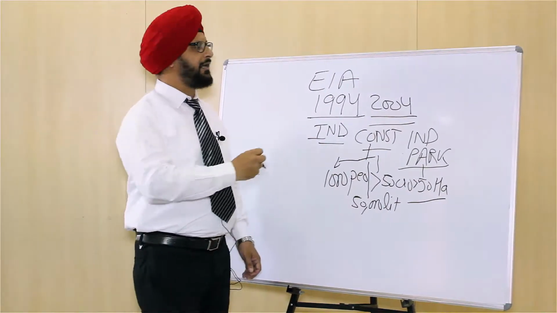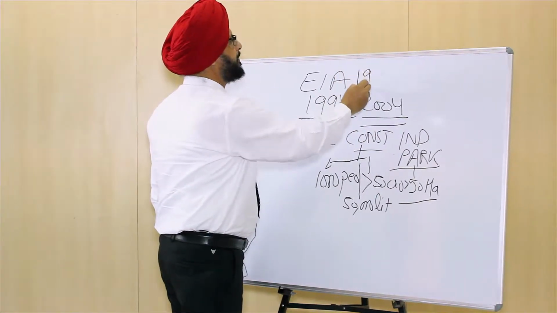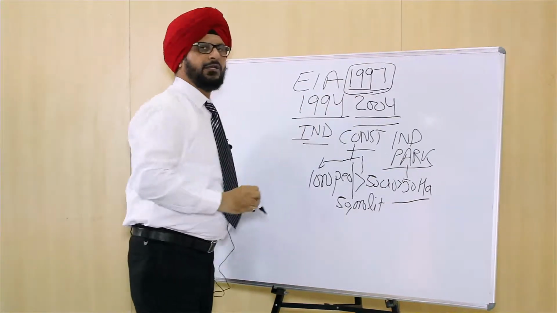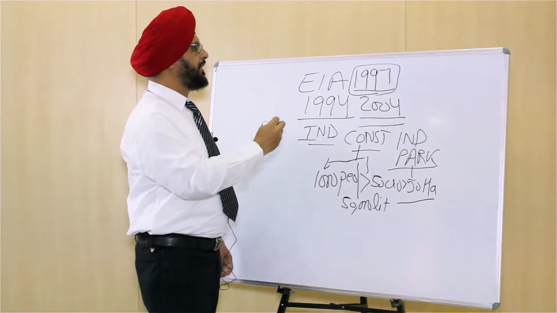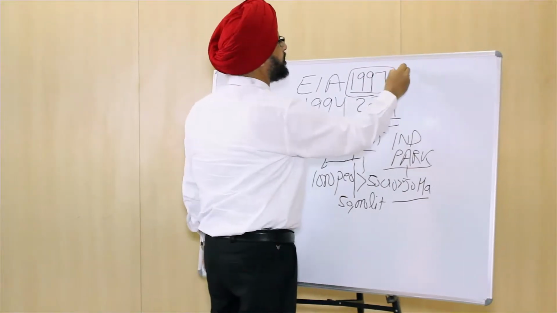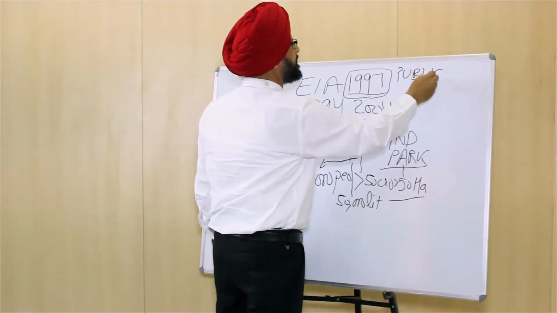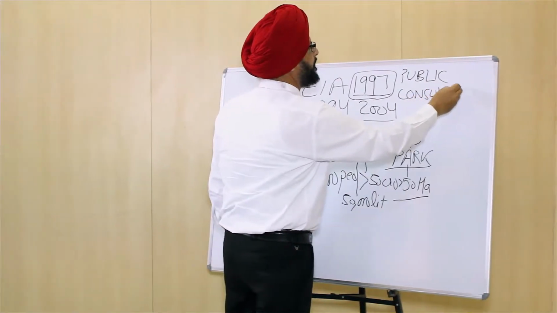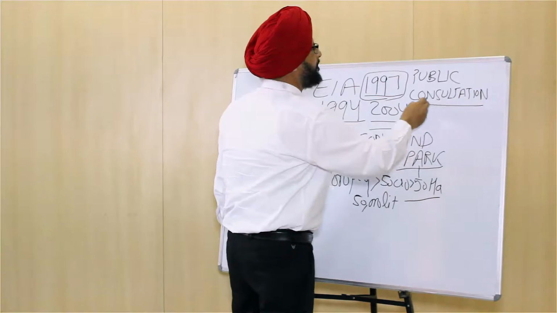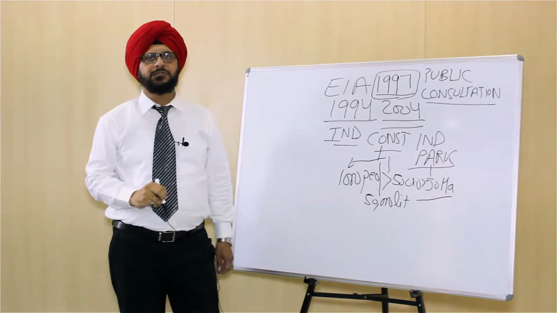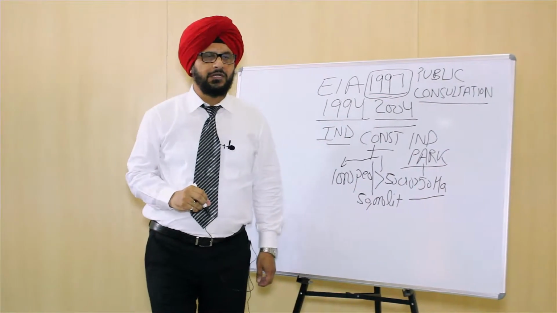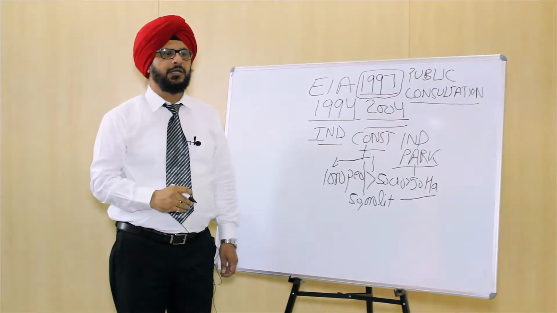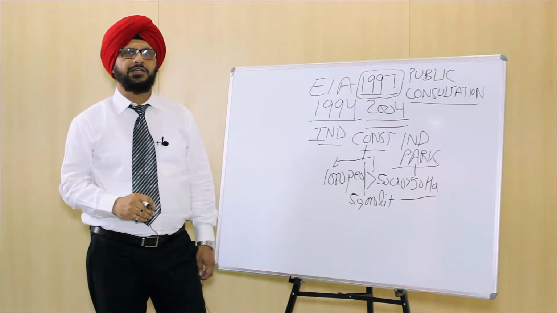In between this, in 1997, a very important amendment happened. This was the year when public consultation was made mandatory for the purpose of EIA. Now public consultation has a very important role in EIA because the development is happening for the public. If the public is not convinced with the project, then it will not deliver the required results. So it is very important that the viewpoint of the public is taken into consideration.